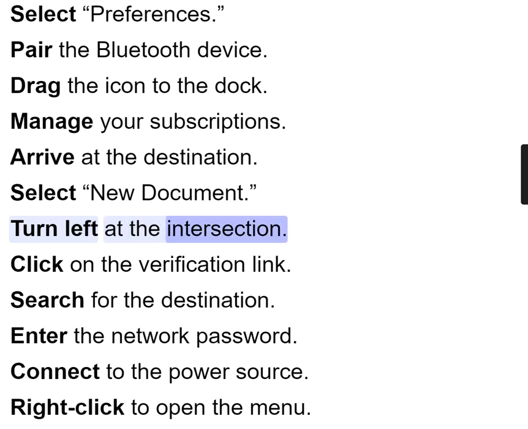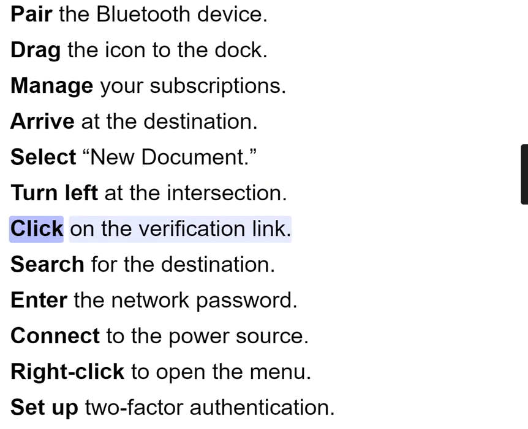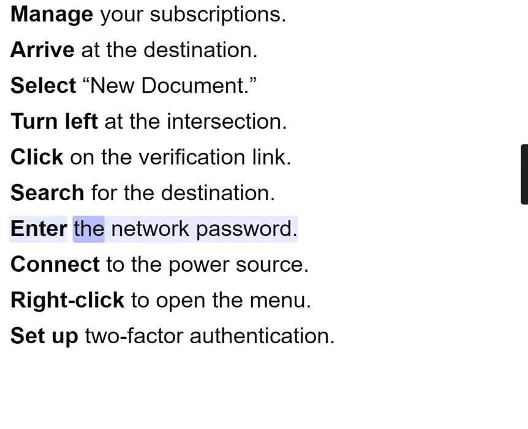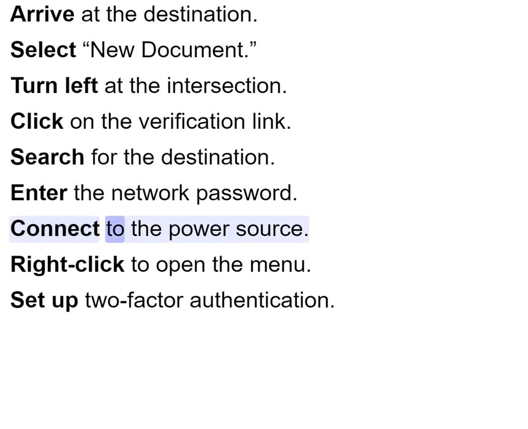Turn left at the intersection. Click on the verification link. Search for the destination. Enter the network password. Connect to the power source.